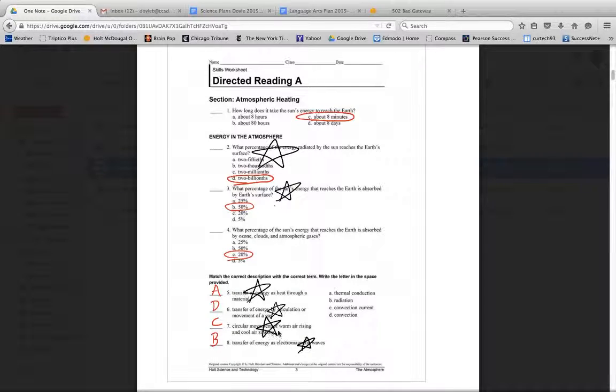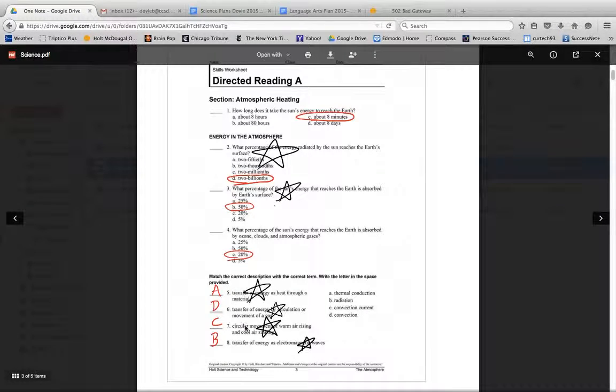Seven, the circular movement of warm air rising and cool air sinking is convection current. So you've probably heard the phrase warm air rises, hot air rises. And when hot air rises, the cold air falls, and then the cold air heats up and rises, and the air at the top cools down, so it falls. That circular pattern is a convection current. And pretty much a convection current causes all our weather on planet Earth.